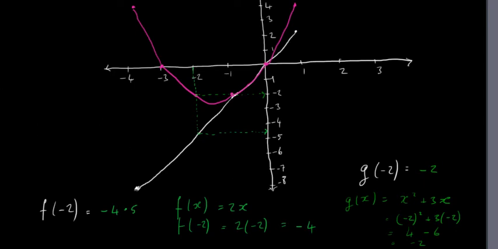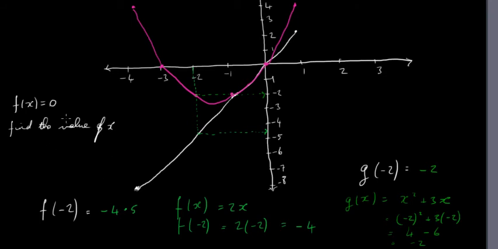Okay, so let's look at another question you could be asked. We're going to find a value of x for which f of x is equal to 0. Find a value of x for which f of x is equal to 0.